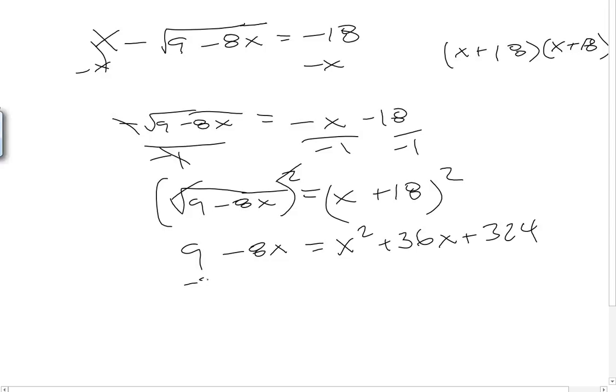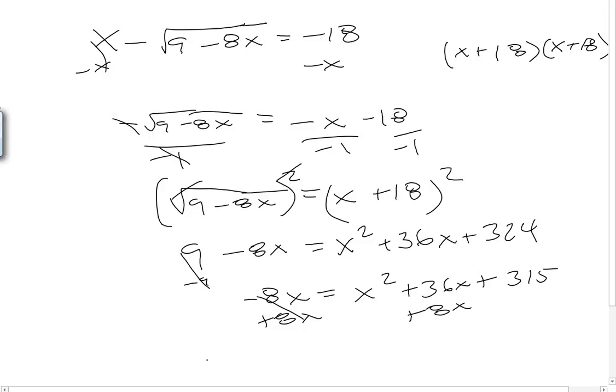So in this case, I should subtract the 9 over, so that negative 8x equals x squared plus 36x plus 324 minus 9 is 315. And then I should also add the 8x over, so that 0 equals x squared plus 44x plus 315.